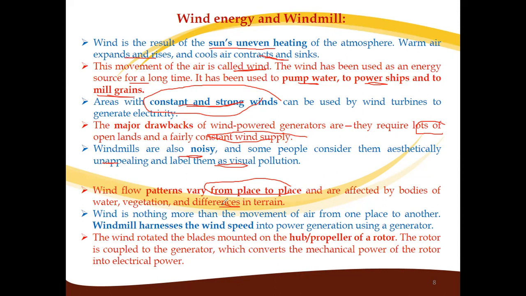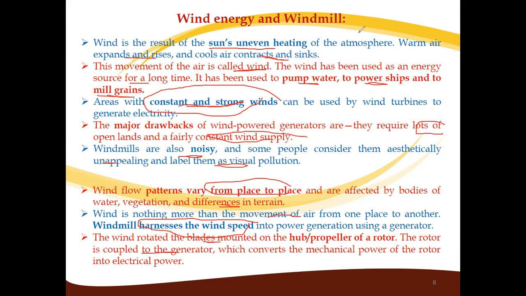Wind is nothing but the movement of air from one place to another place. So a windmill harnesses this wind speed and converts wind into power generation. The wind rotates the blades of the windmill, which are mounted on the hub of the propeller shaft. Then this rotor is coupled to the generator, which converts the mechanical power of the rotor into electrical power. So this is a windmill.